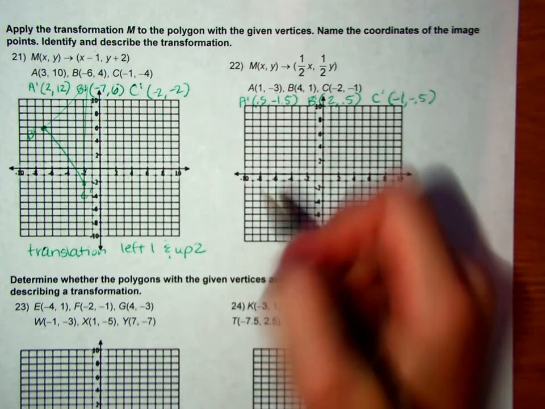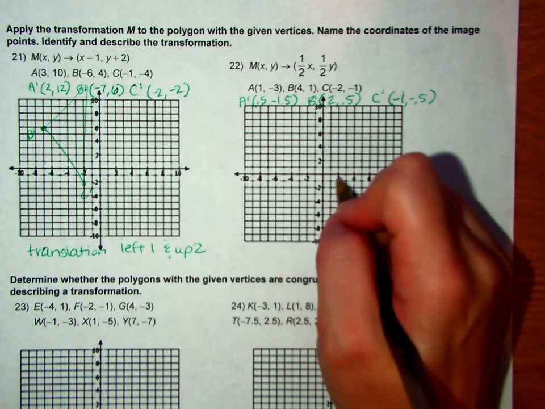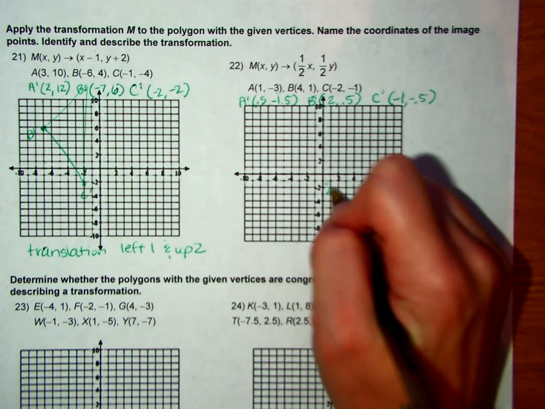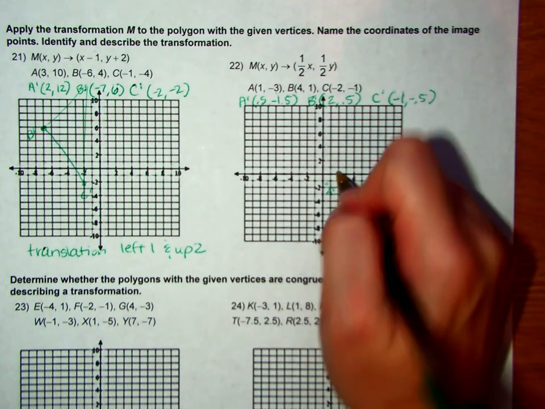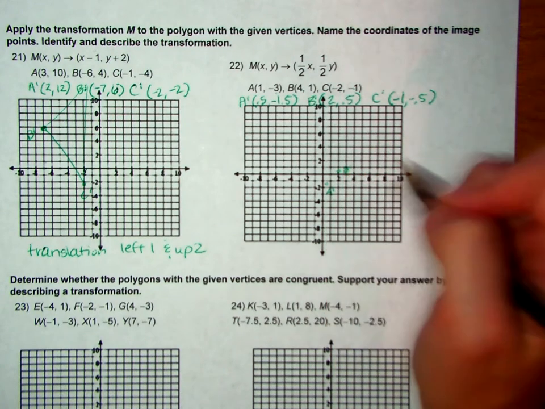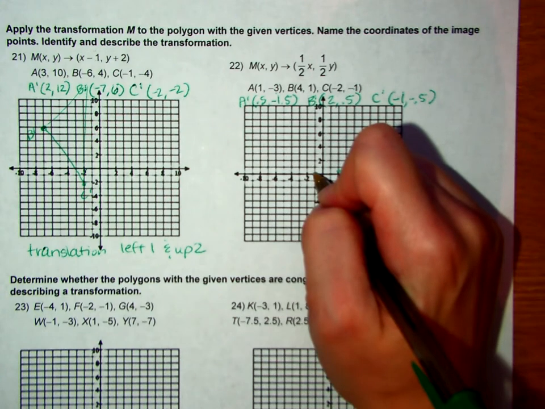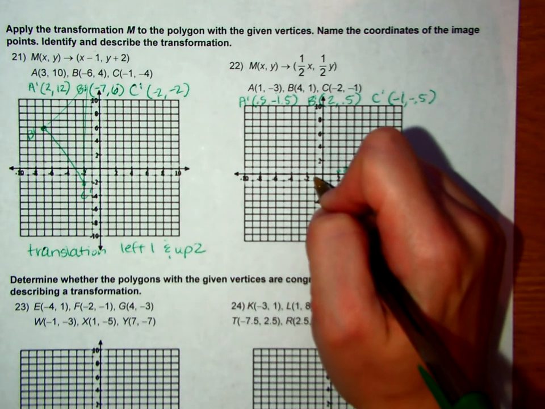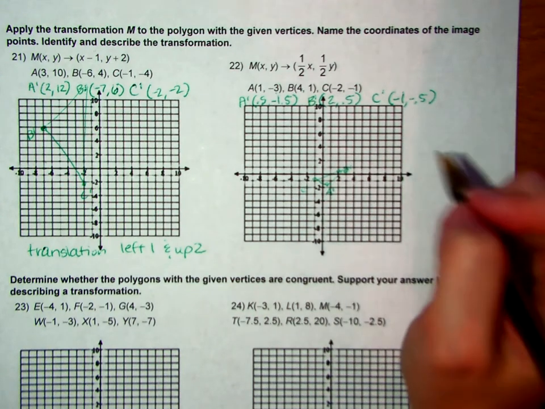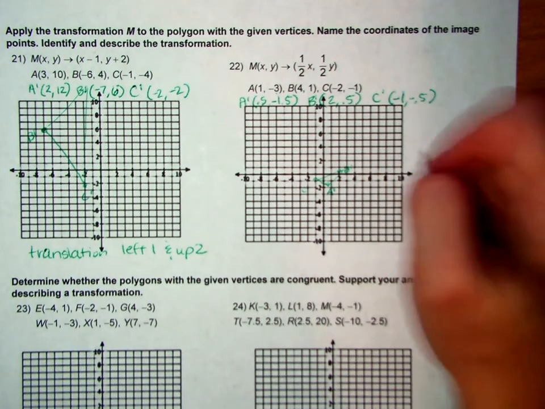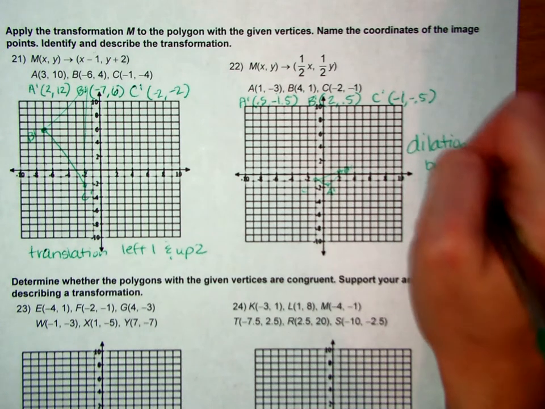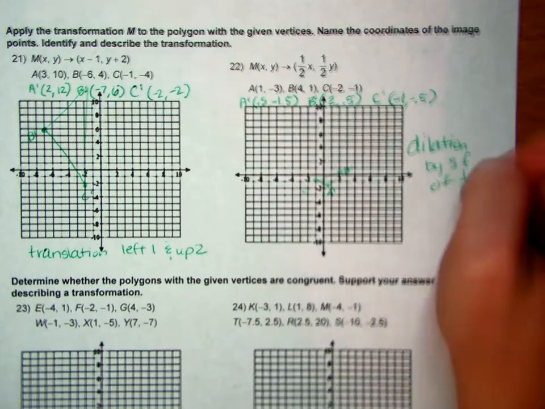So let's go ahead and plot these. So we got 0.5 comma negative 1.5. Right about there. That's my A prime. I've got 2 comma 0.5. Right about there is my B prime. And then I've got negative 1, negative 0.5, which would be right about here, C prime. There's my new figure. And now let's go ahead and describe what happened. This was a dilation by a scale factor of 1/2.